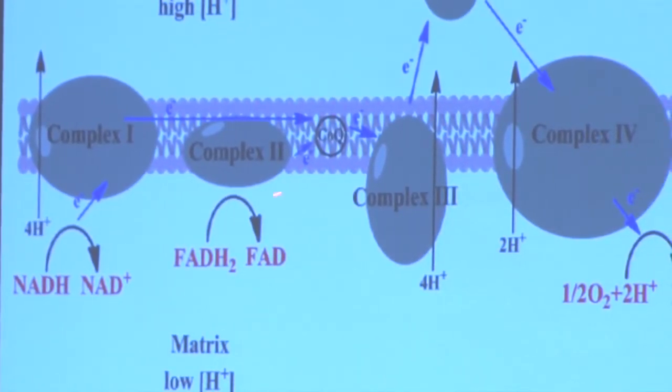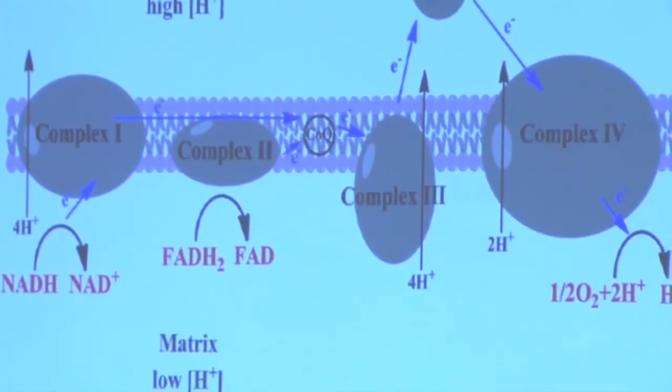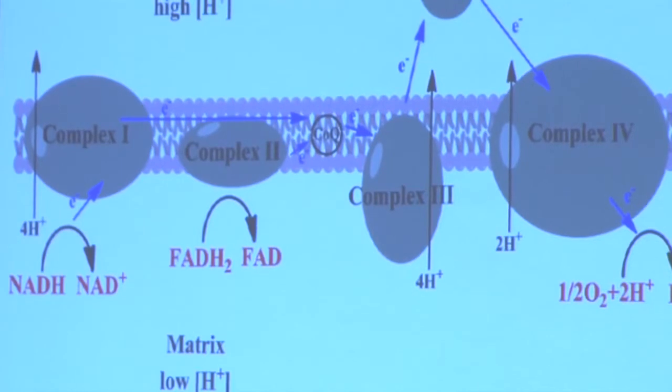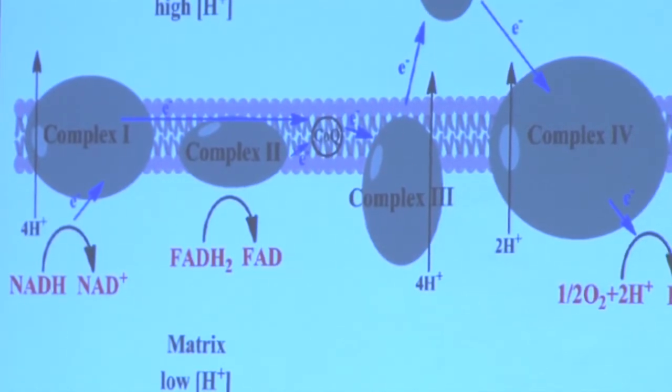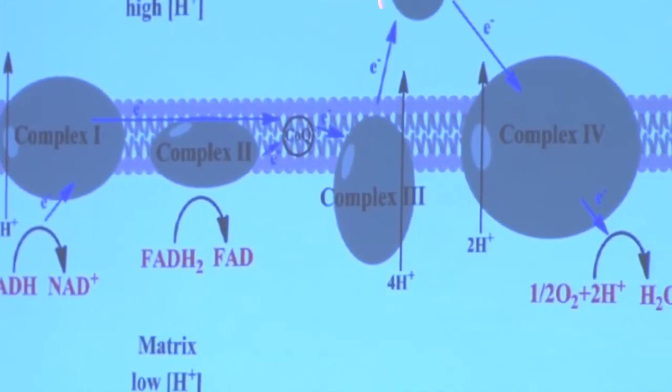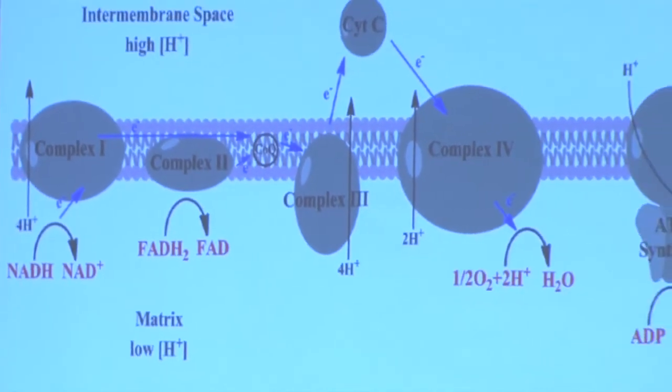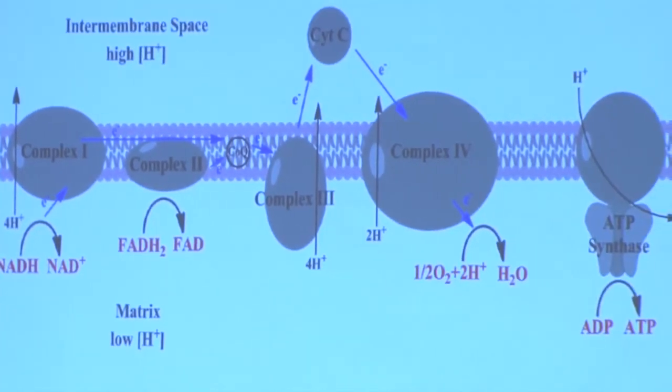Notice complex 2, that's where FADH2's entry point is. So for FADH2, we start at complex 2. Then where do we go? Which complex is next? Complex 3. And then which complex is next? Complex 4. How do I get from complex 2 to complex 3? Coenzyme Q. How do I get from complex 3 to complex 4? Cytochrome C. Sweet.